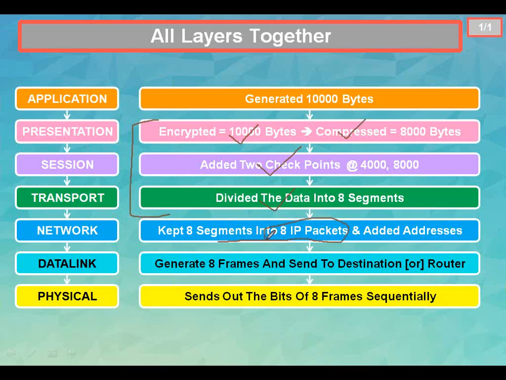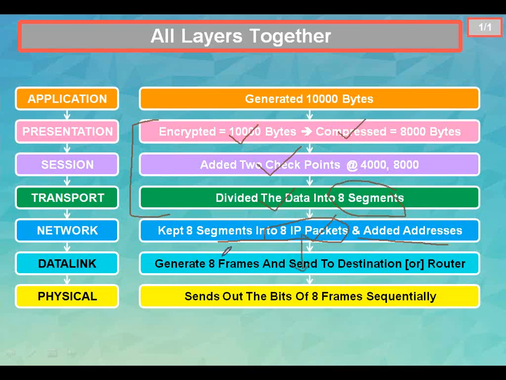It's like you have generated 8 letters and kept them in 8 covers. For each cover, you are going to attach a separate stamp, a separate from address and to address, because you have generated 8 covers. You see? So these 8 segments are like 8 pieces, each of which is going to be kept in one cover. For each cover, we are going to attach an IP address. Then after adding the addresses, you send it to the data link.